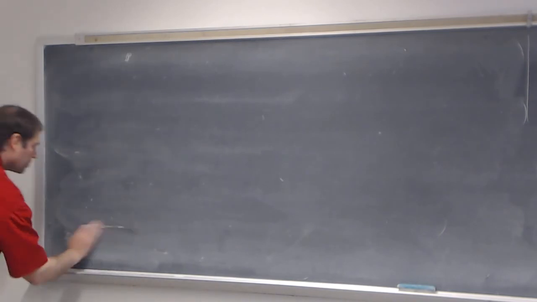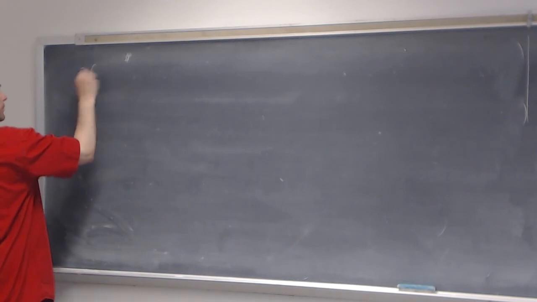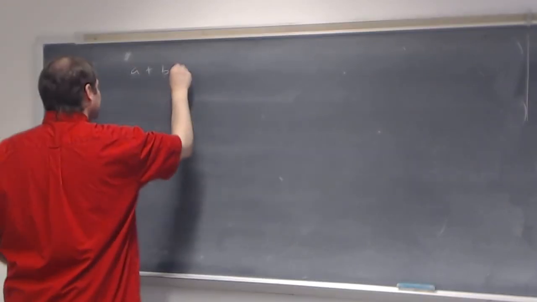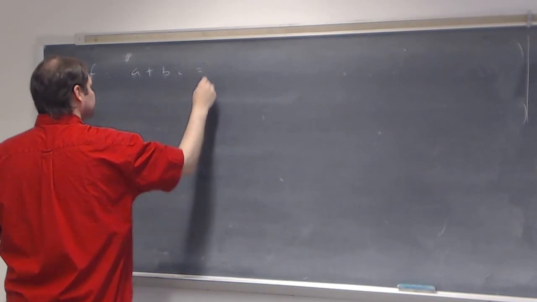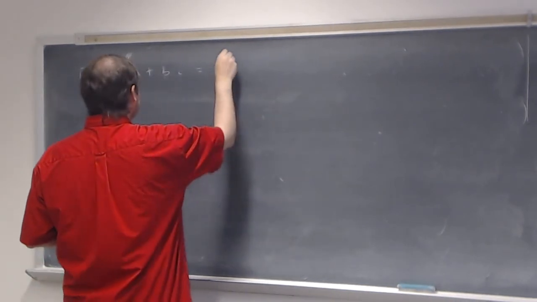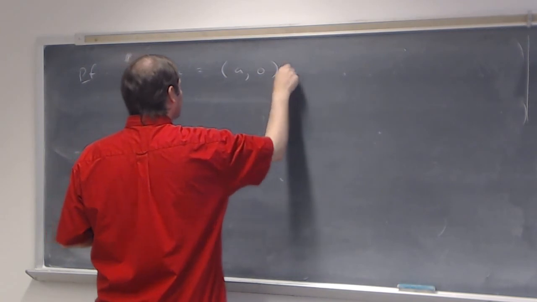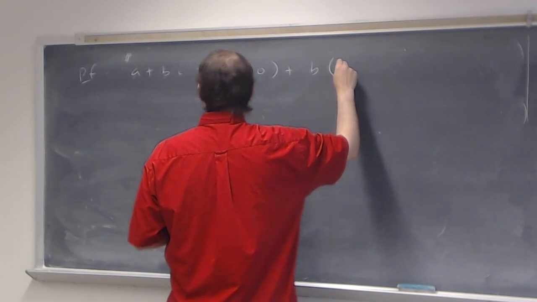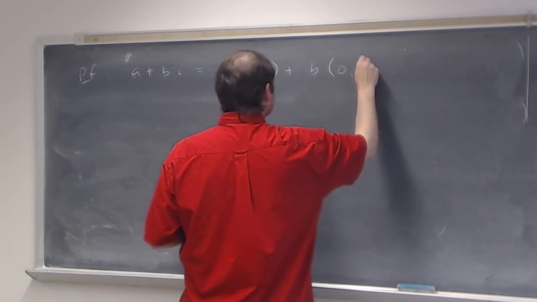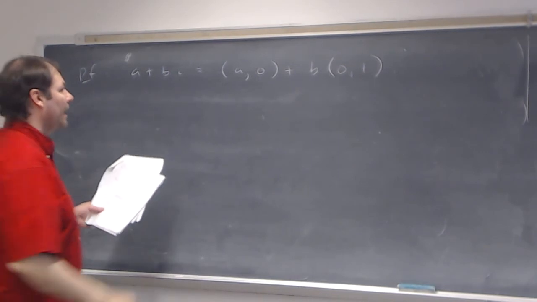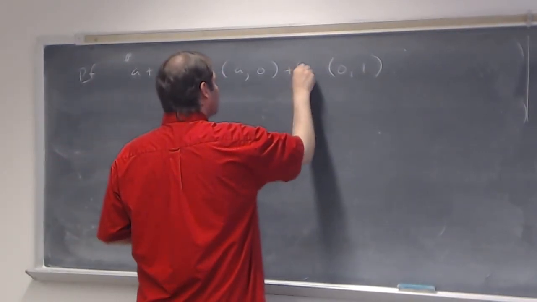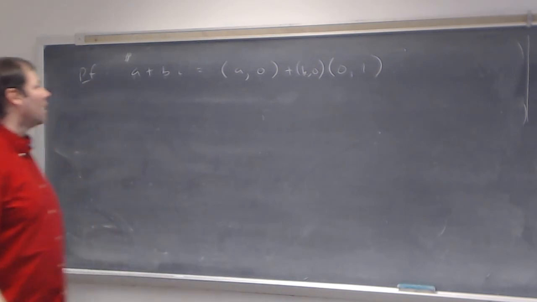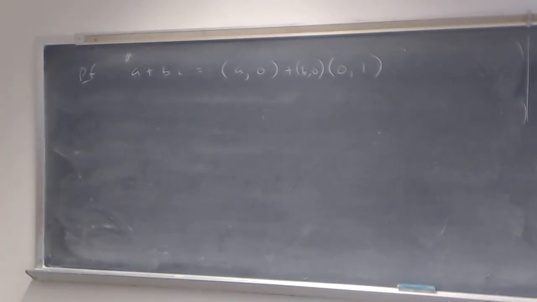So let's look at that. As proof, A plus BI is equal to A0 plus B times I, which is equal to 0, 1. And we can think of B as B0. Well, that's a complex number, I should say.